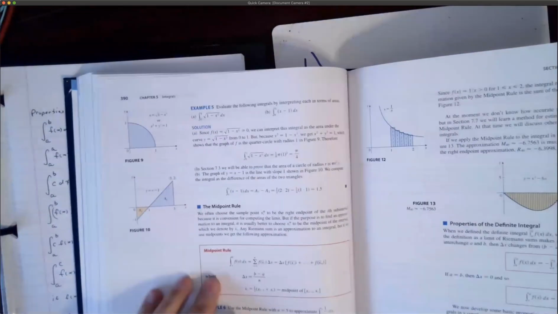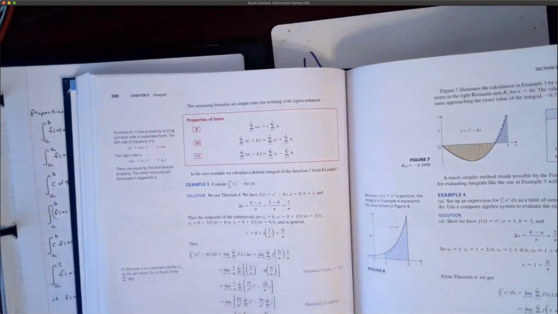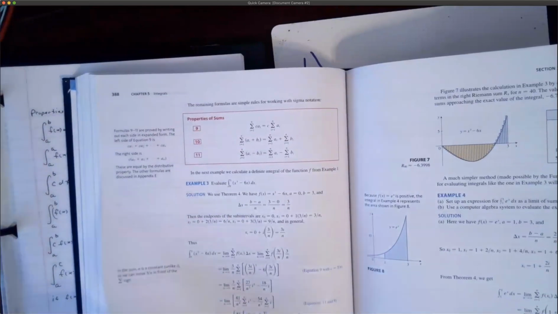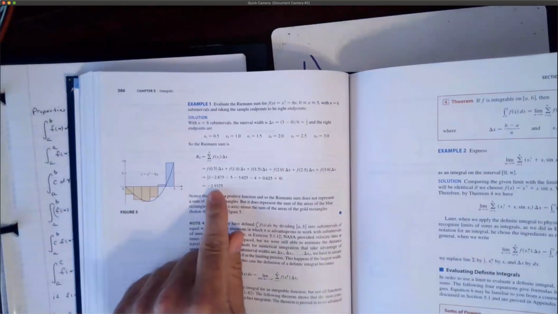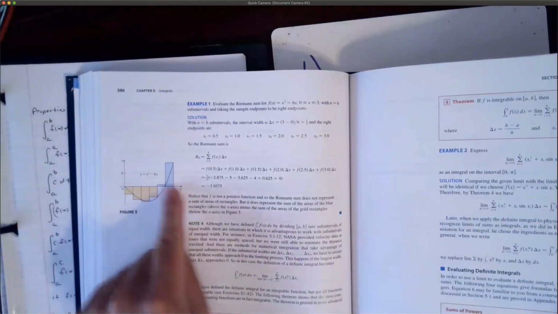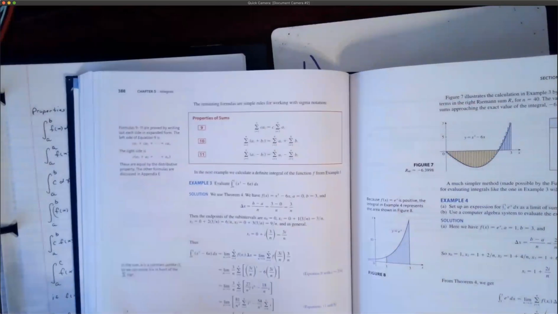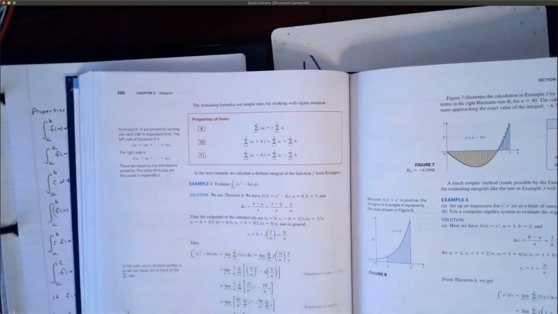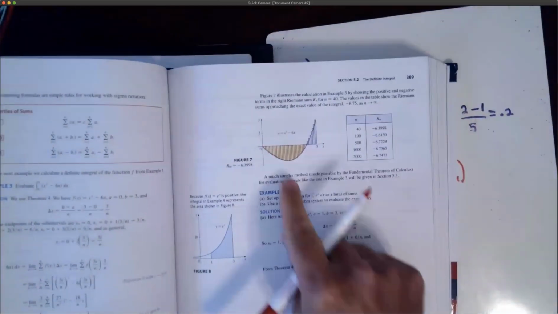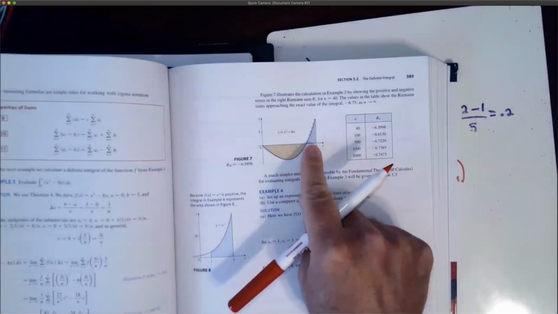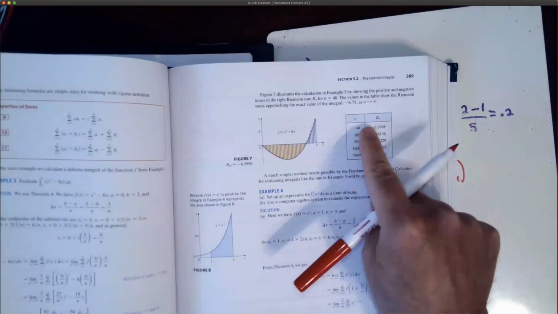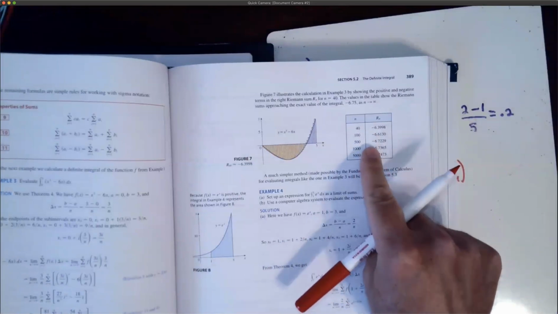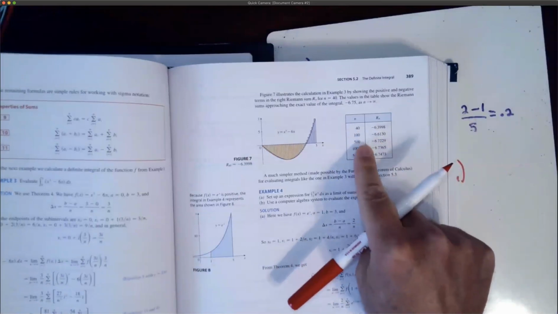Okay. Going back a little bit, so recall that example that we did where we only got negative 3.9375 as the approximation. They do increase the number of rectangles. And if you increase the number of rectangles, the picture looks like this. And as you can see, we are getting closer and closer to that answer that we found using the calculator.